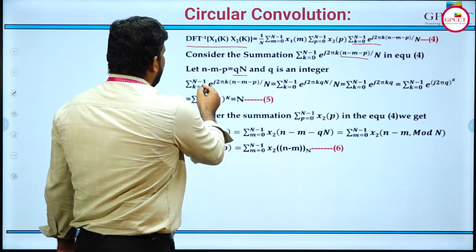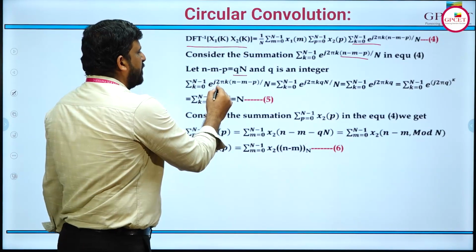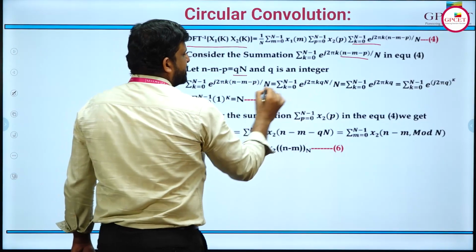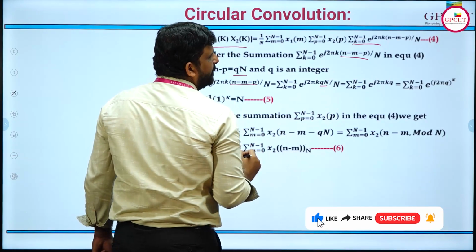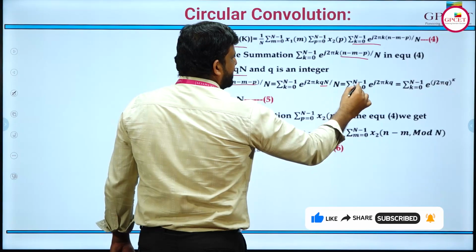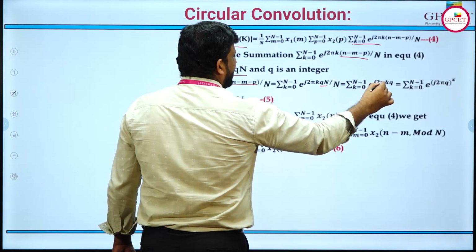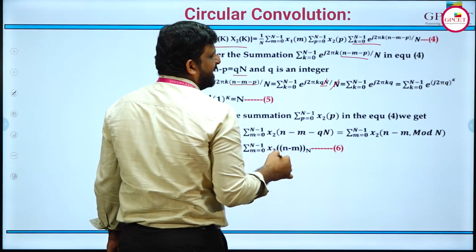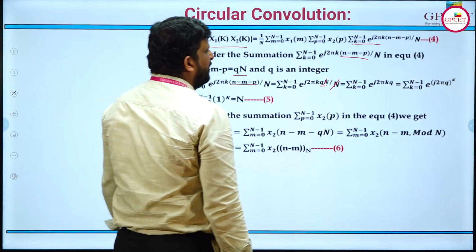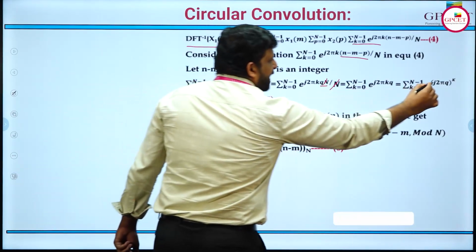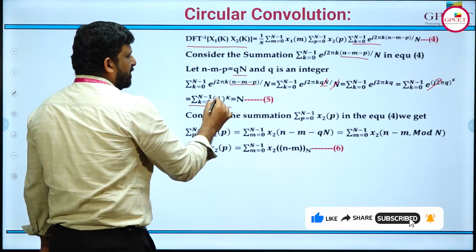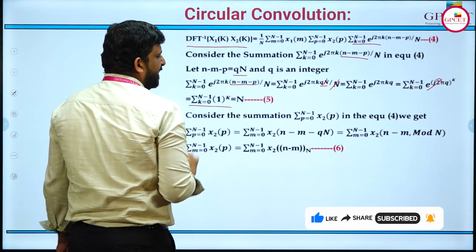So what am I going to get? Summation k is equal to 0 to N minus 1, e power j 2 pi k into (n minus m minus p) by N is equal to, so instead of this, what am I writing? I'm writing qN. So after this, overall, I'm writing this as summation k is equal to 0 to N minus 1, e power j 2 pi k q, because this N and N will get cancelled. So finally, I'm writing it as (e power j 2 pi q) whole to the power of k, so this will be equal to 1. So what can I write here? Summation k is equal to 0 to N minus 1 of 1 to the power of k, which will be equal to N.